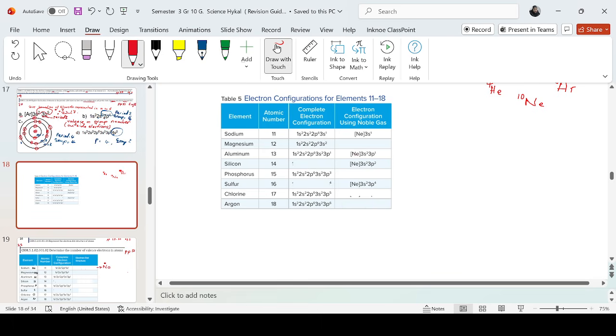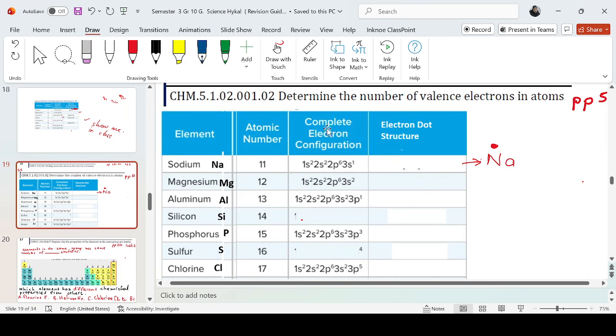So we will practice with this one. Complete here. Here you are putting the configuration, the half bow. Here you are putting the noble gas notation. Follow what we have been doing to complete this and show me in class. Let's go to the next question.